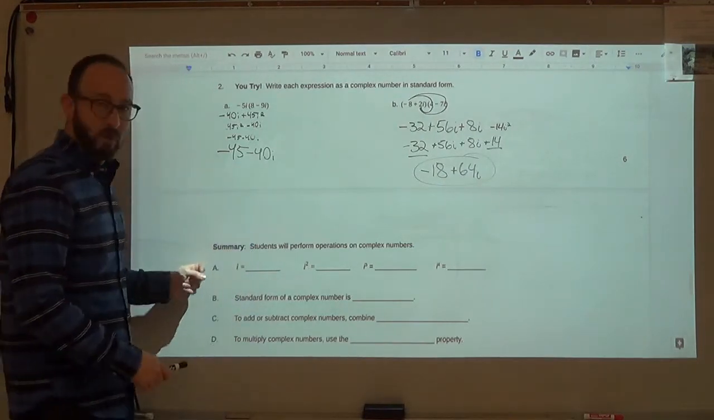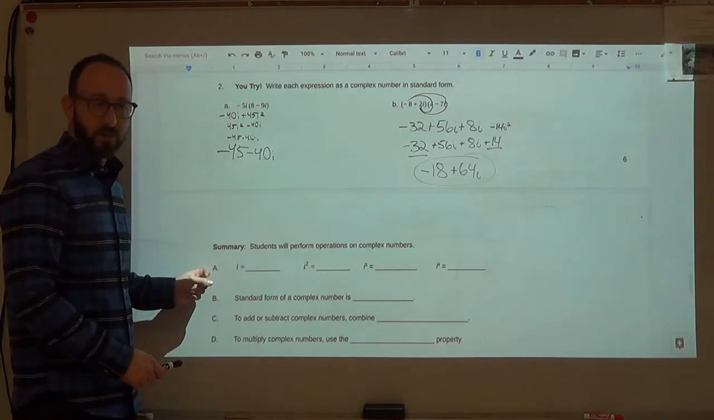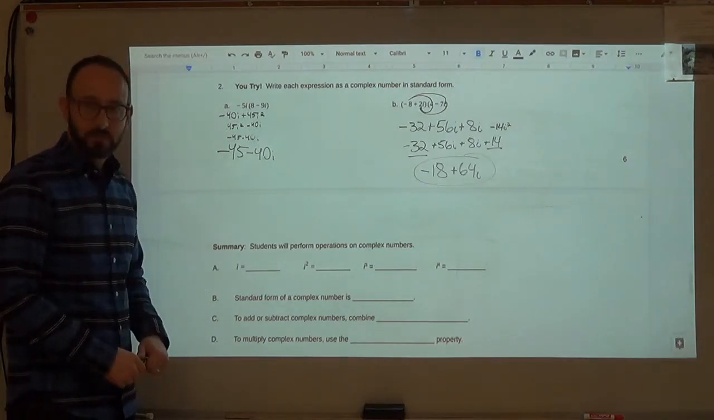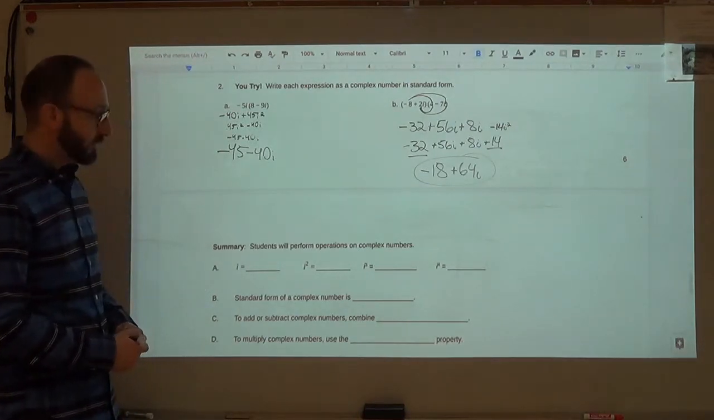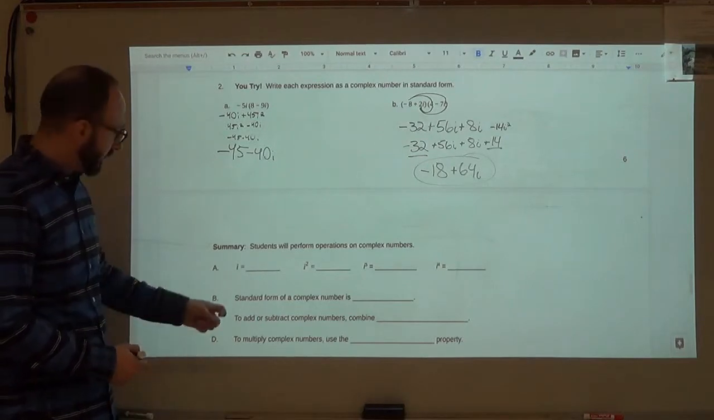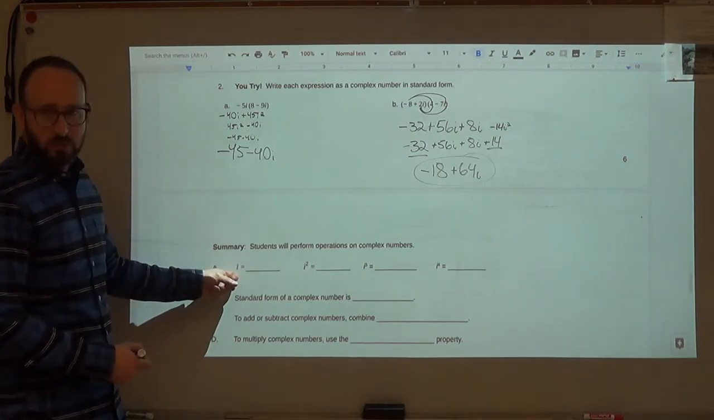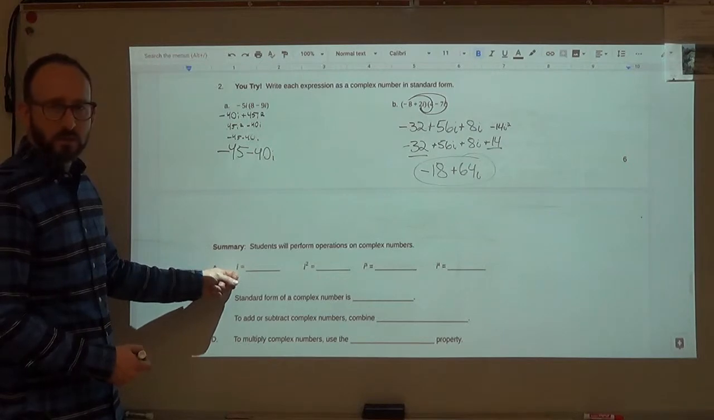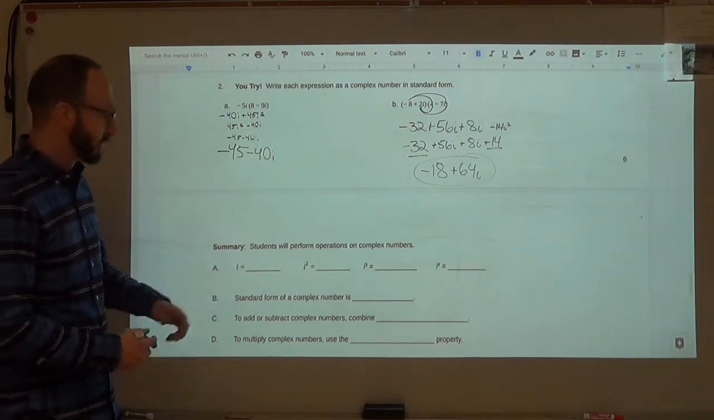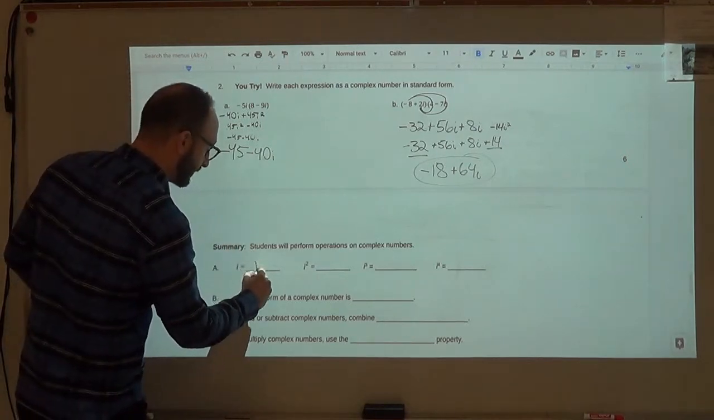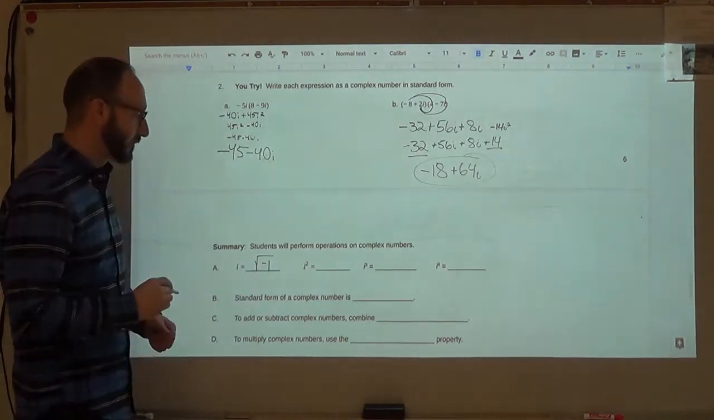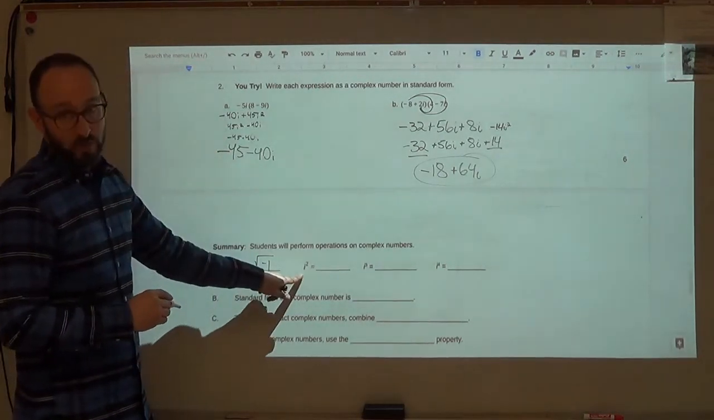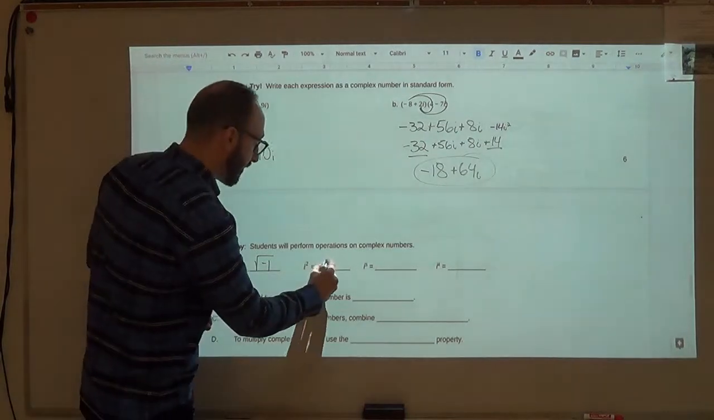Okay. So in a few minutes, we're going to do some practice. We're just going to do a quick little wrap up down here. So this is on the next page of your packet. What is i equal to? How's that defined? Square root of negative 1. Okay. Just the next one, i squared would be negative 1. Very good.